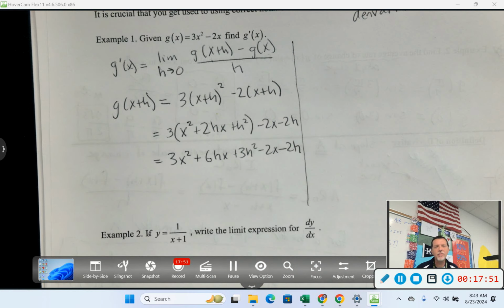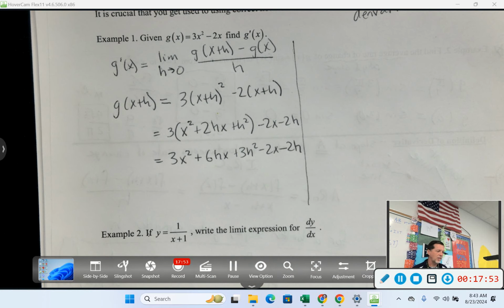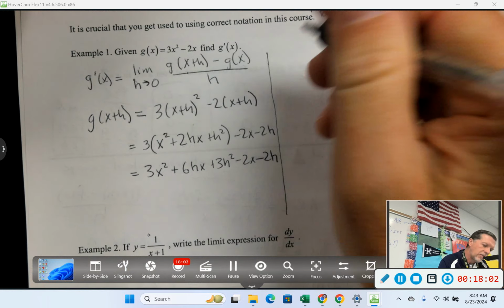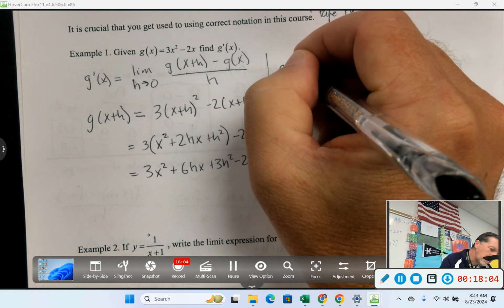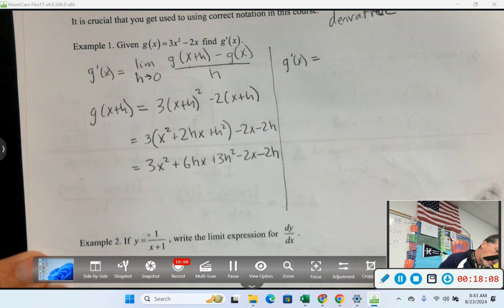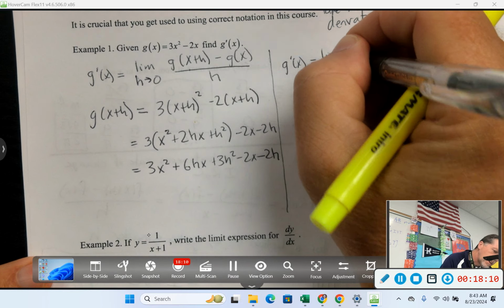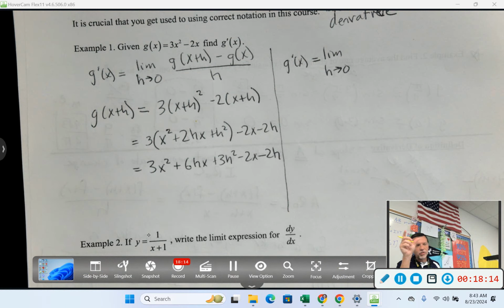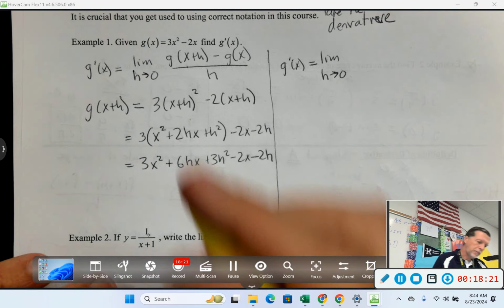Okay, so now I've got g of x plus h. I know the other stuff, so let's start in on our definition of a derivative here. So g prime of x equals the limit as h goes to 0. Remember, that means we're going to shrink the delta x so that we go from an algebra slope to a calculus slope.